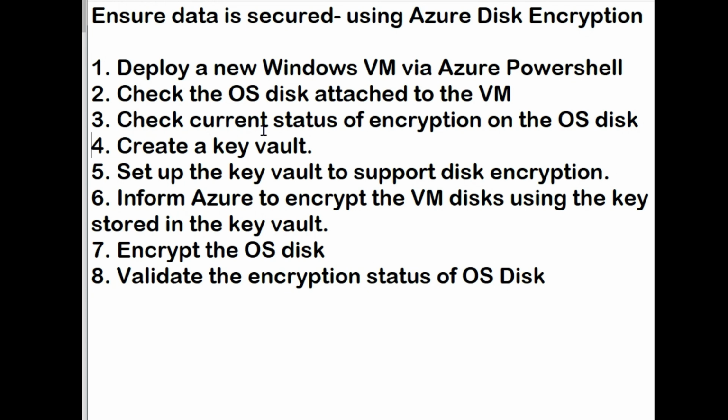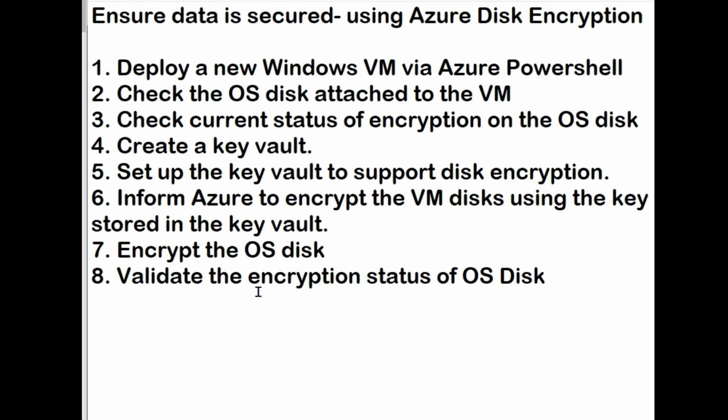But in this lab, I'm going to show you how to quickly create a virtual machine and then check whether the operating system disk is attached and whether it is encrypted. Once we validate that, we will create a key vault, and once the key vault is created, we will use the same key vault to support the disk encryption. There is a specific flag that we have to enable. We will enable it, and we will also check whether the disk is encrypted after performing all these steps. These are the eight different steps that we are going to perform in this lab.